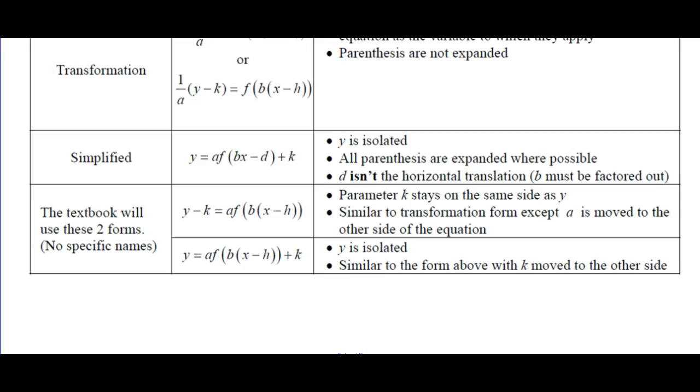So pay attention, especially if you're just looking up answers in the book and you turn it back and it looks like this. Take a look at what form you were supposed to be in. So there can be no questions about that.